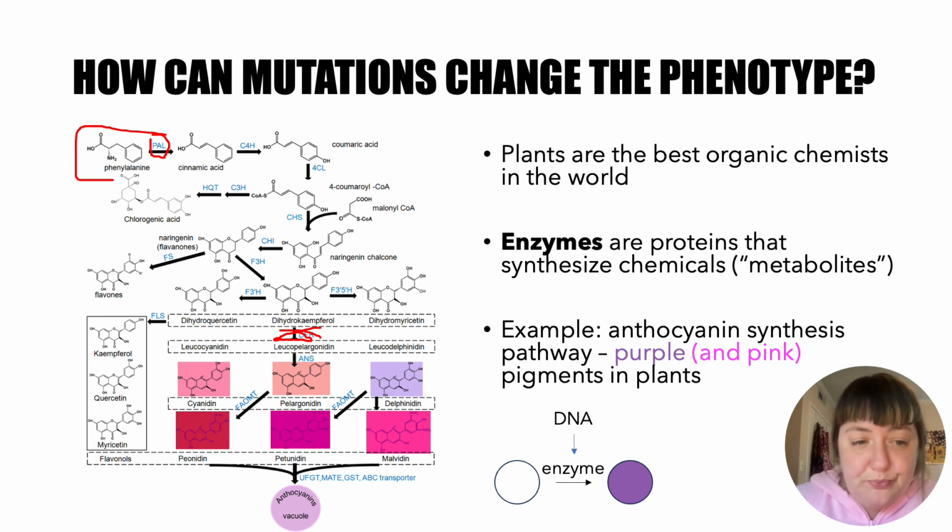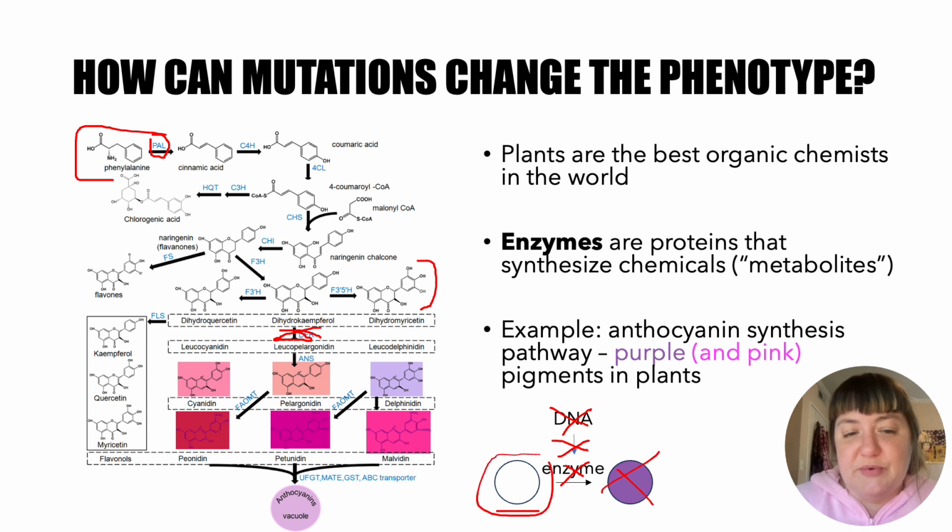Another way to illustrate that is this is supposed to be a molecule. I'm just drawing it as a circle. These molecules here, earlier in the pathway, don't have any pigment, they're not colored. So the enzyme converts that to something that's purple, and the enzyme's coded by DNA. So this is the basis for Mendel's peas. If you knock out that gene, then you don't have the enzyme, then you don't have purple. That's going to give you white flowers, for example.